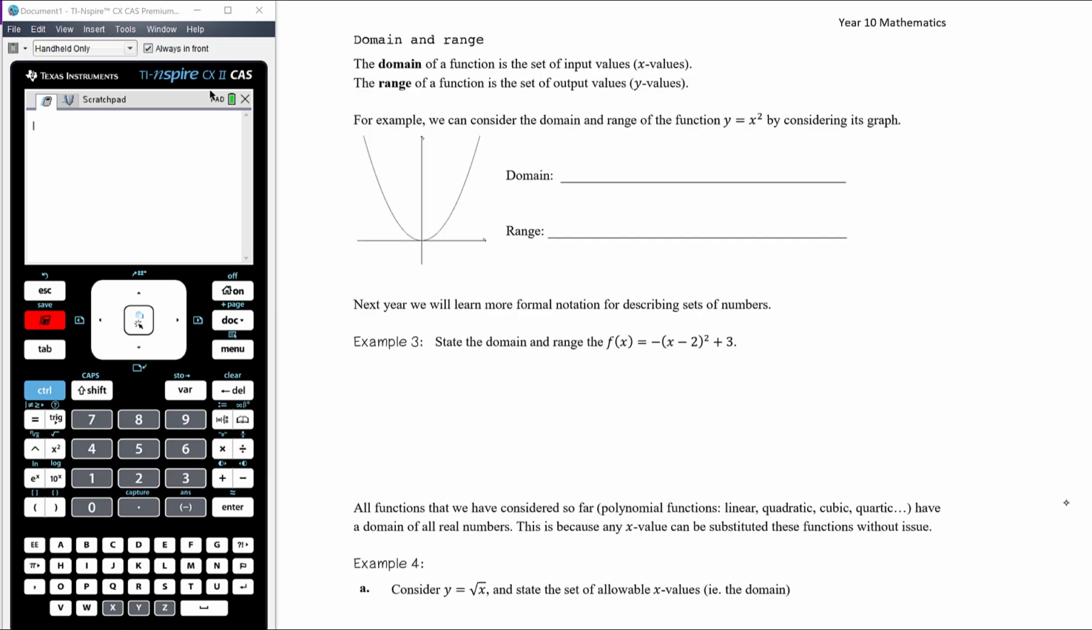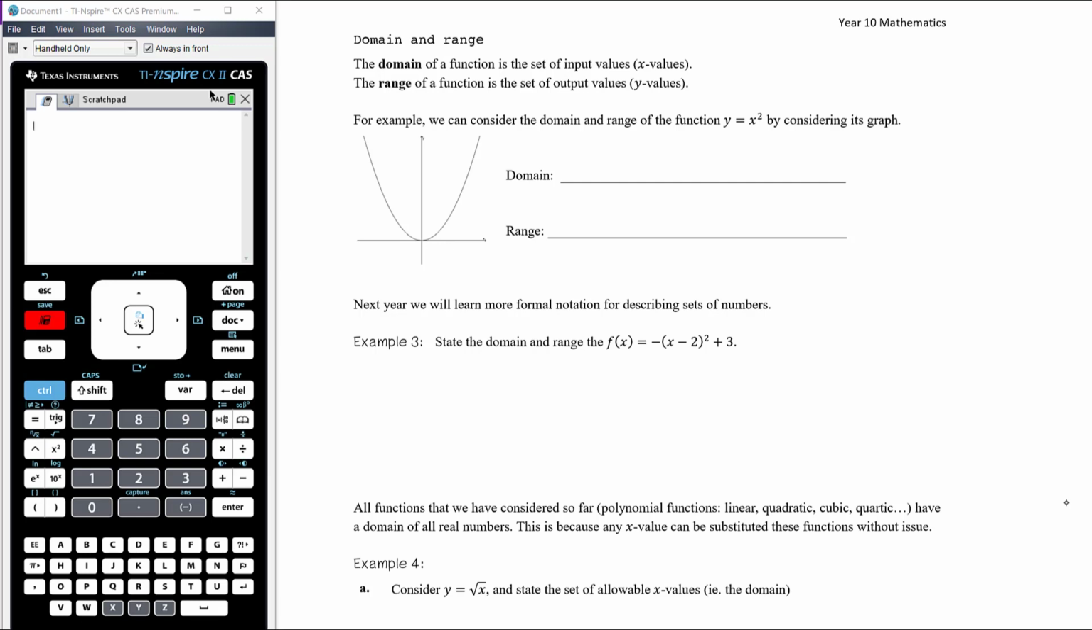Okay, so the next idea we want to talk about is the idea of domain and range. We can have domain and range of relations as well, but we really focus mostly on functions in the Maths Methods course. But domain and range isn't unique to functions, it's anything you can draw on the Cartesian plane. Essentially the domain of a function is the set of input values, so the x values, and the range of a function is the set of output values, the y values.